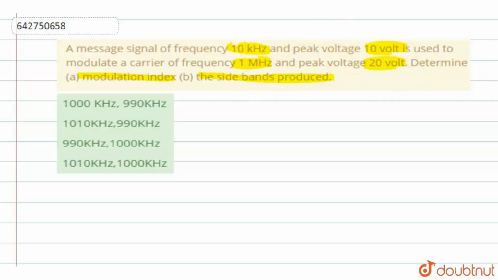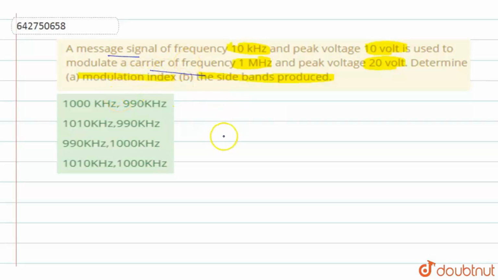So, a message signal has a frequency of 10 kHz and its corresponding peak voltage is 10 volt. The carrier wave has a frequency of 1 MHz and the peak voltage is 20 volts. They are modulating this message signal using this carrier wave, and you are supposed to find the modulation index.